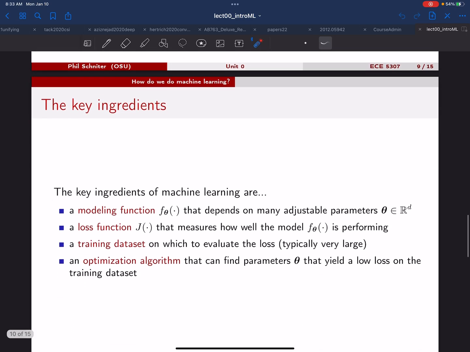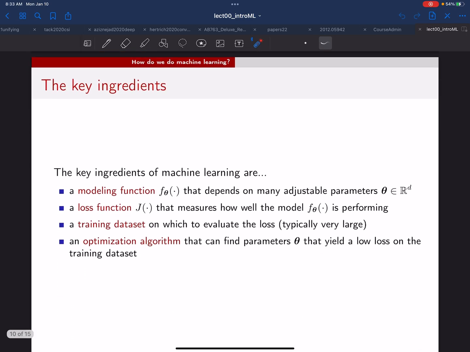So now, how exactly do we do this machine learning? How do we learn from examples? So this is sort of a mathematical viewpoint. And all these little pieces in this mathematical view are things that you will learn over the course of this semester. So first of all, there's going to be a modeling function. We'll write it as f sub theta. And this function also takes in some data here. And it depends on many adjustable parameters theta. So these are the parameters in the model.